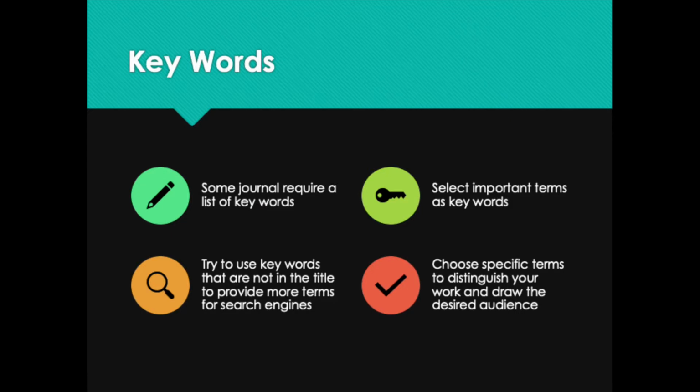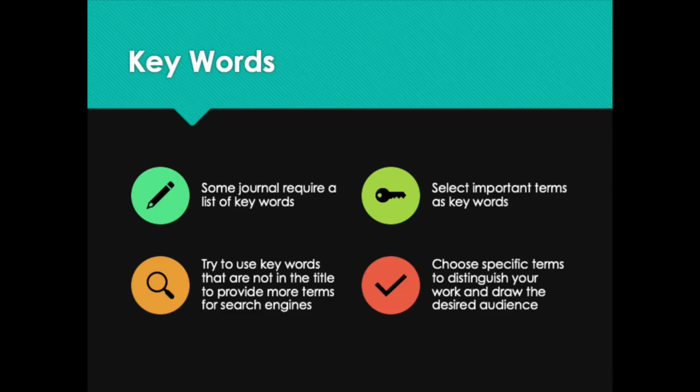Now, in addition to titles, you might need to supply the journal with some keywords. Keywords are used by the journals for indexing. They might also be used by the journals to help select reviewers. But they're also used by search engines. So some of the journals, as I mentioned, are going to require you to submit a list of keywords. Some journals don't require it.